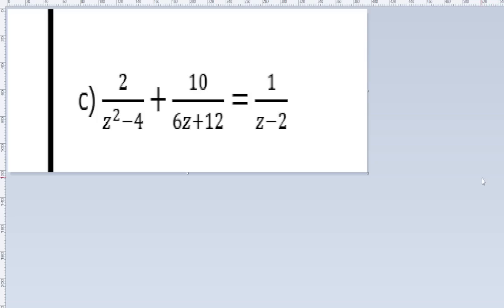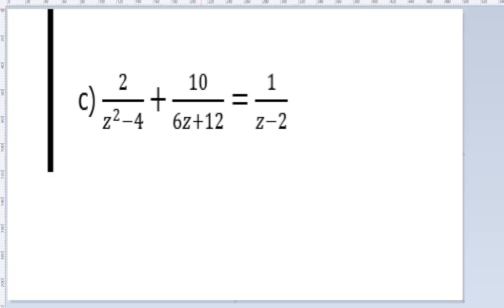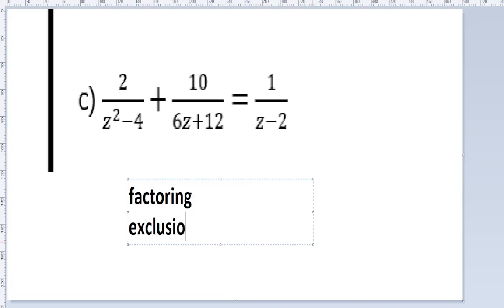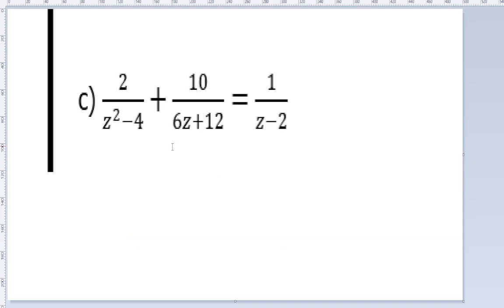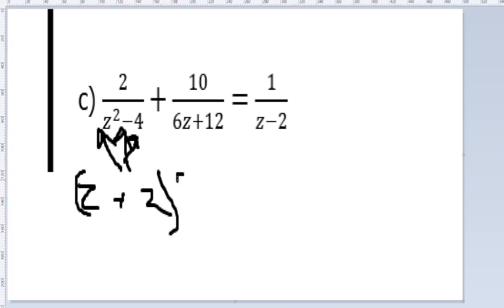So let's look at our various options here. First of all, I'm going to suggest every time the first step you should do is factoring. And then the next step you should do is exclusions, things that can't be. Okay, so factoring, you'll see that this is a square, and this is a square, and this is a minus, and this has a square root of z, and this has a square root of 2. So it factors out to z plus 2, z minus 2. This is called a difference of two squares.